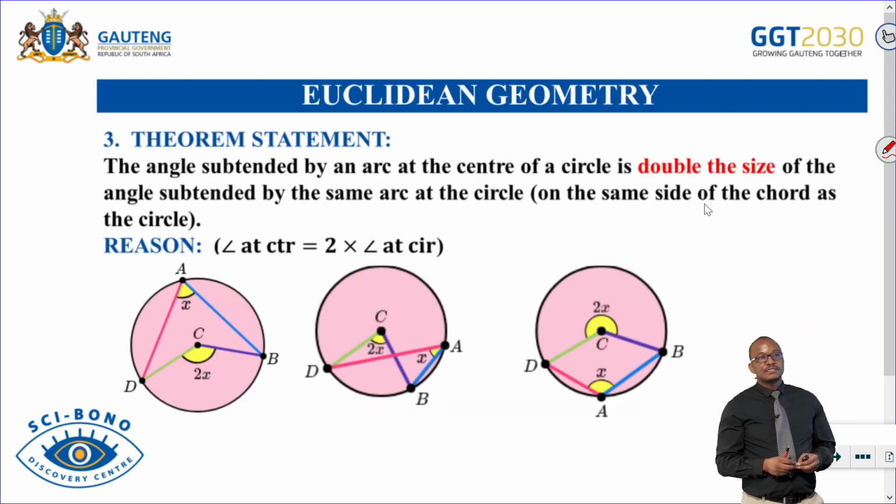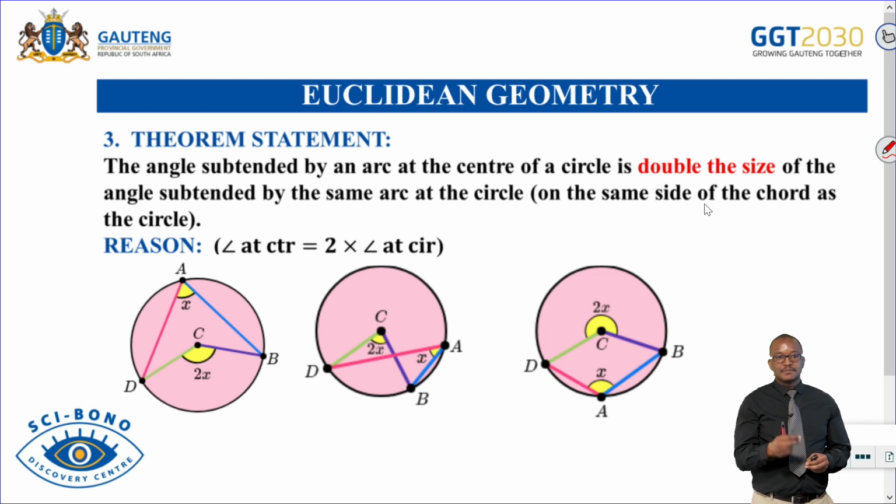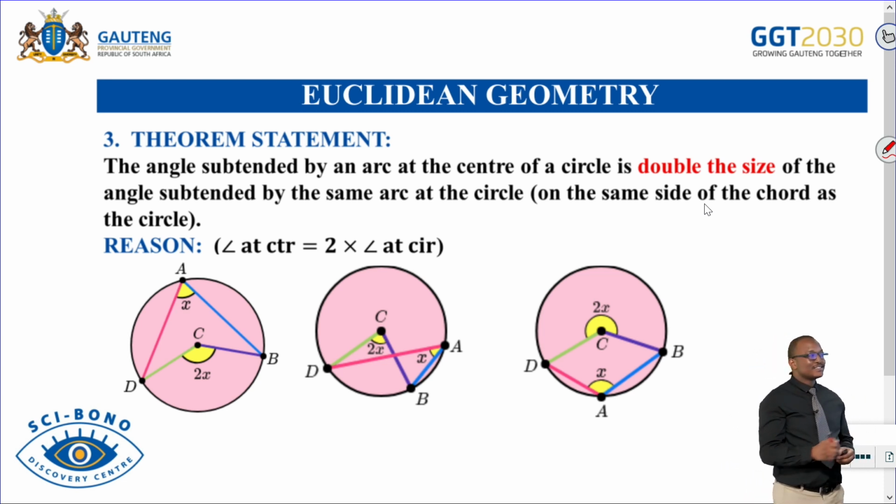Then let's look at our theorem 2. In theorem number 2, the theorem statement says the angle subtended by an arc at the center of a circle is double the size of the angle subtended by the same arc at the circle on the same side of the chord. How do we get that? Now we have the reason for that.